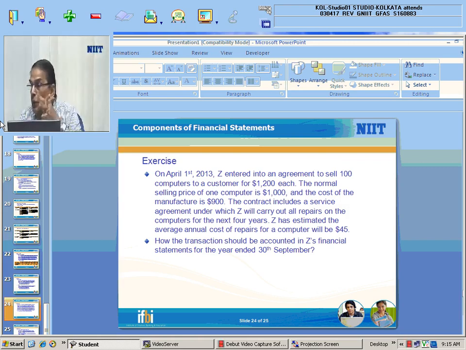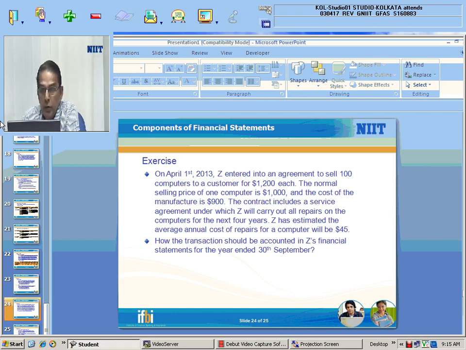Now the contract basically has two elements. One is the sale of computers, the other is the service contract. You have to understand the contract is for selling of goods and also for providing services. So it has sale of computers and servicing of computers too. So the contract basically bundles sales with service. So it's a sale of goods plus rendering of services.